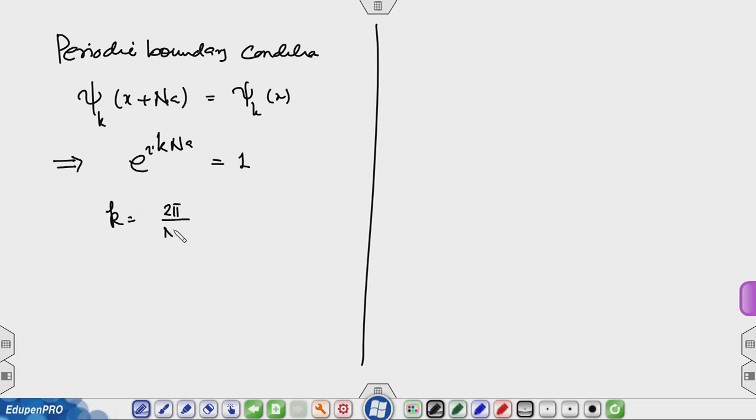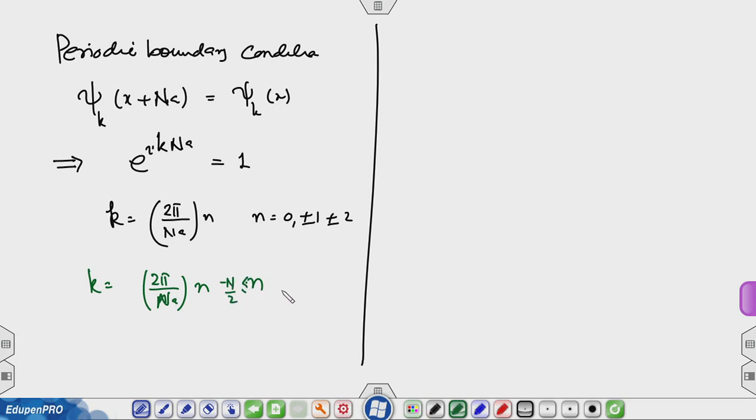k equals 2 pi by n a times n, where n is equal to 0, plus minus 1, plus minus 2, and for within the Brillouin zone, what you can write is k equals 2 pi by n a times n, with n between minus n by 2 to n minus 1 by 2. And if you count these, this is exactly n k values.